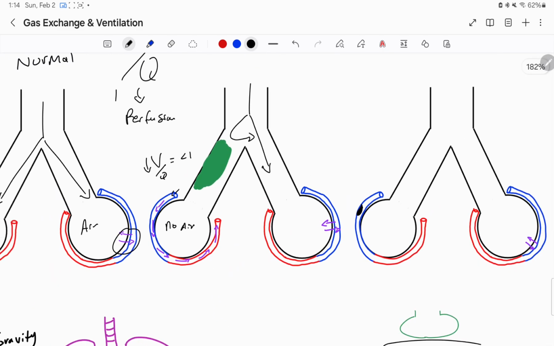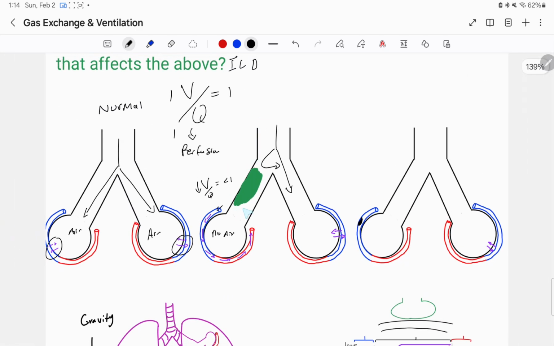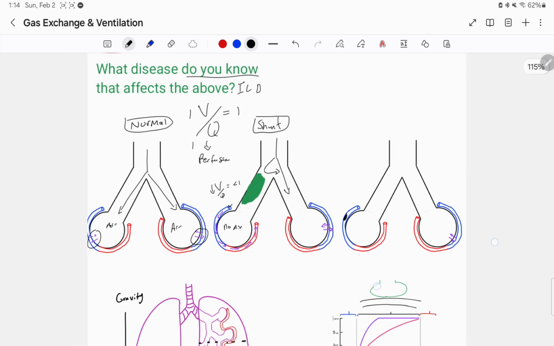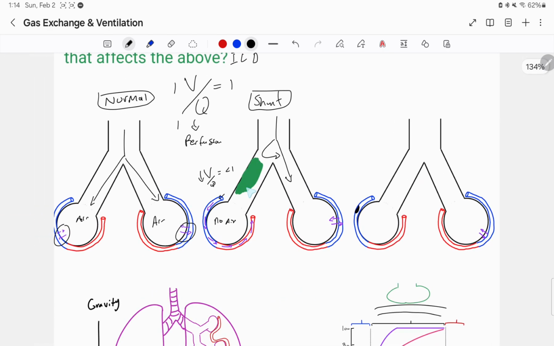Okay, that's that. You know what we call this scenario, where we actually have a complete shut off of this alveoli? There's no air. We call this a shunt. And I like to remember this in a way where the blood actually is getting shunted elsewhere, and the air might get shunted elsewhere as well, okay? So that's how that's happening, a shunt.